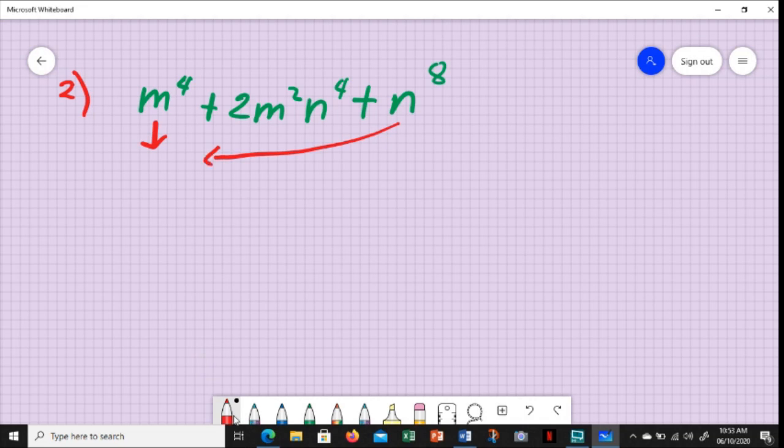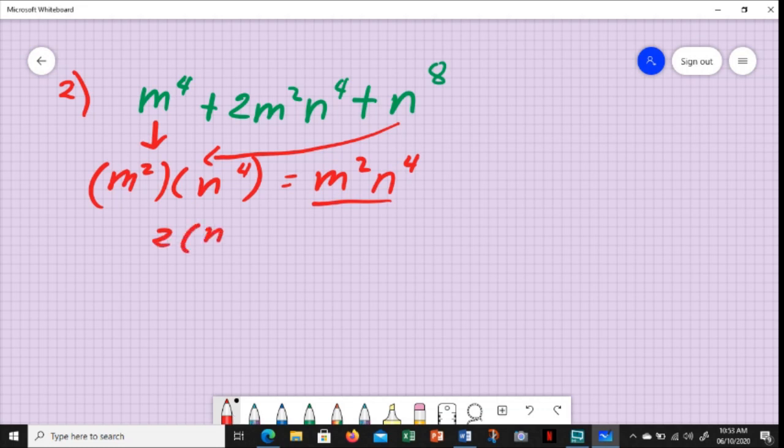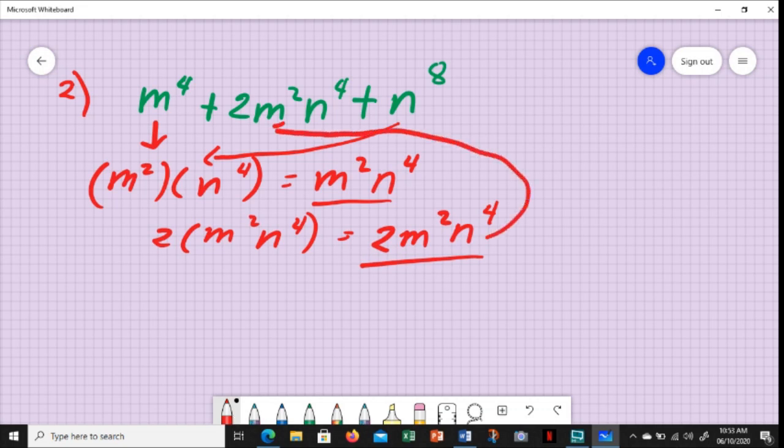So square root of m raised to 4 is m squared, the square root of n raised to 8 is n raised to 4. Then multiply both. So this will be m square n raised to 4. But we are not yet done because we need to multiply the product again by 2. So 2 times m square n raised to 4 is equal to 2m square n raised to 4. Now check if the result is the same as your middle term. So it is confirmed. The given is a perfect square trinomial.